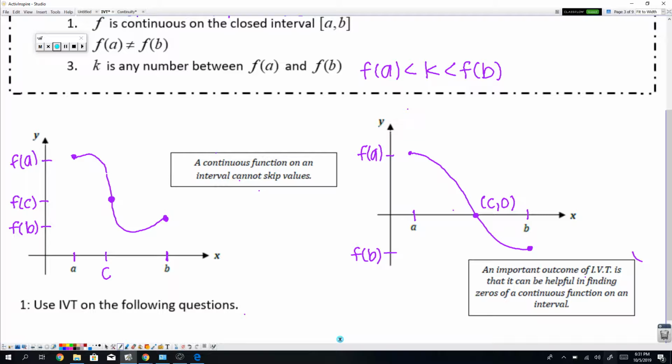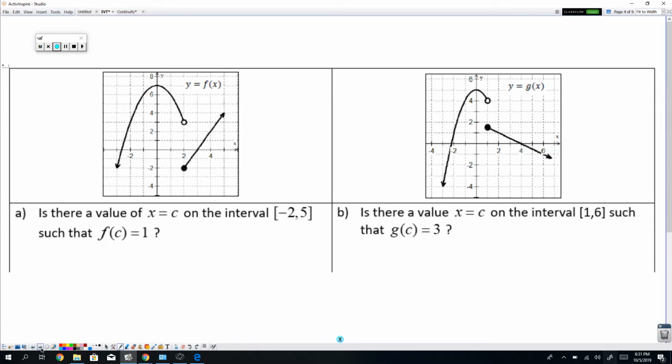So now we're going to go through and use this on a couple following questions. So it asks for this one, it says, is there a value x equals c on the interval from -2 to 5? So the easiest way to do these types of problems is highlight the interval they ask you about. It says -2 to 5. Whoops, probably make it through 5 would be ideal. Let's see if I can fix that.